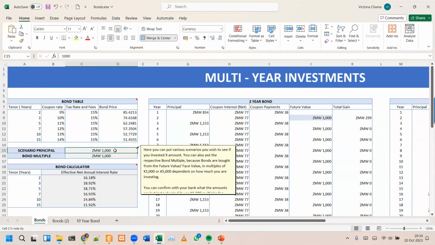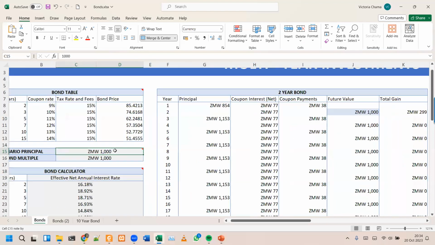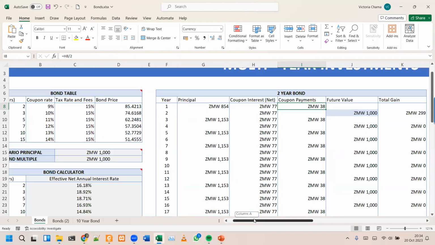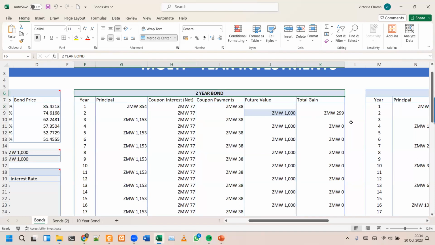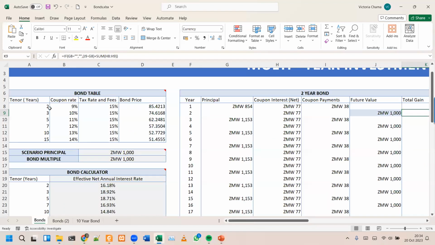So when you say you want to invest 1,000 kwacha here as your principal, what will actually get deducted is not 1,000 kwacha, but what we tell people is simply just tell people 1,000. It's the easiest thing. On a 1,000 kwacha investment, you are going to be getting a 35 or 38 kwacha coupon every 6 months. And then your total gain from investing in that specific period of 2-year bond is going to be 299.